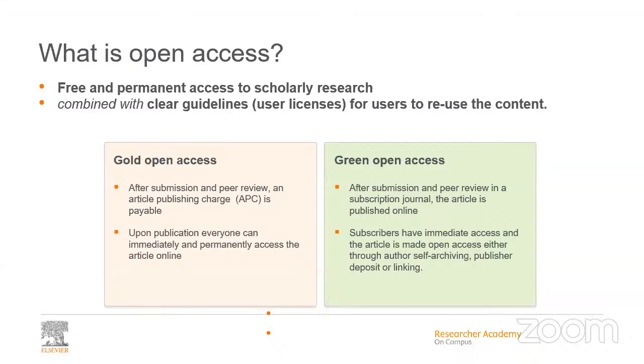Green open access means that the author can enable the content of the paper that they have published to everyone after a specific embargo period. What does this mean? Is that I'm publishing under the traditional model, so the article is accessible only for people with subscriptions. However, after a specific period of time, I, as an author, can make the content of my paper available for free for everyone to read.